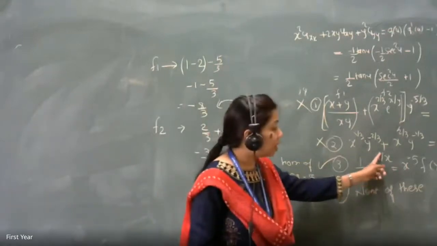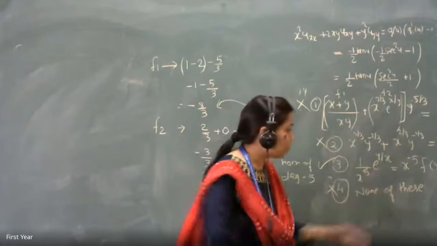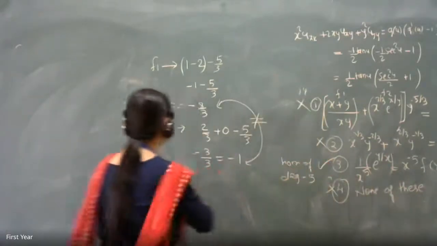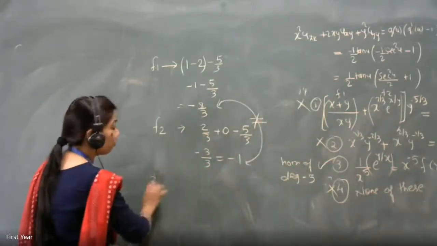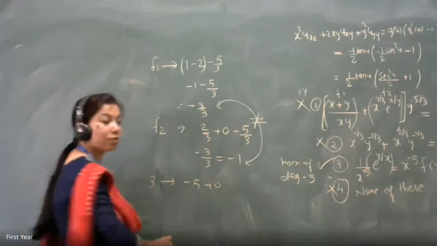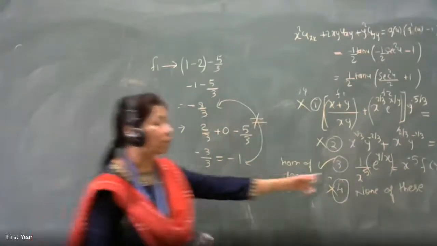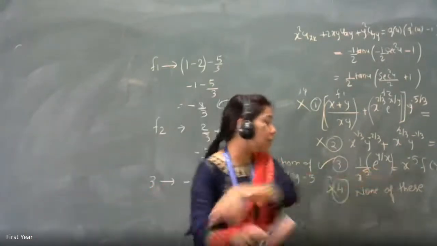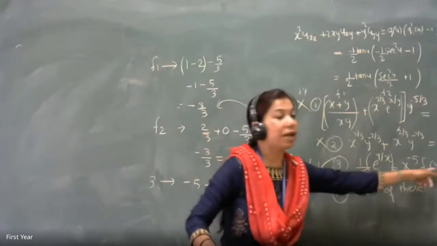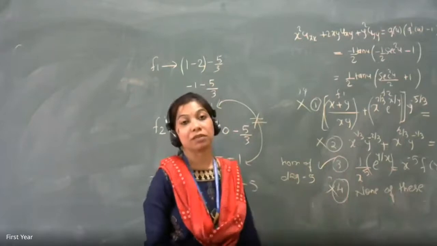Third one, did I tell you? e raised to y by x. Degree of y is 1, degree of x is 1. So 1 minus 1, 0. So this expression, the third example, has degree minus 5 plus 0, and that is minus 5. So directly it is homogeneous of degree minus 5, because I can write x to the power minus 5 into this function of y by x. e raised to y by x is a function of y by x. So it is of degree minus 5.